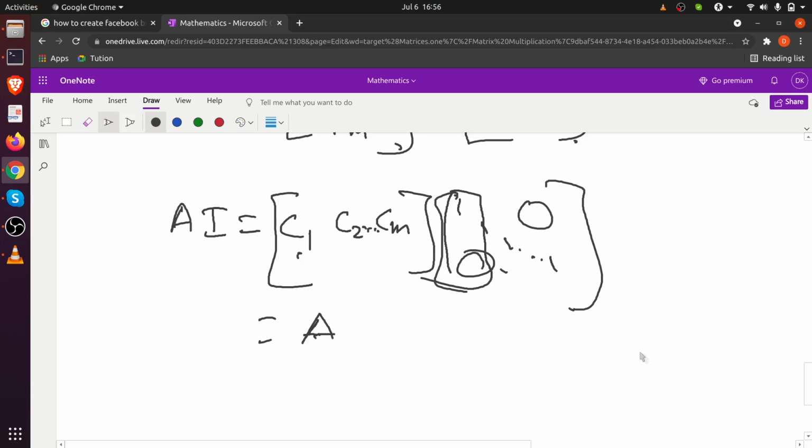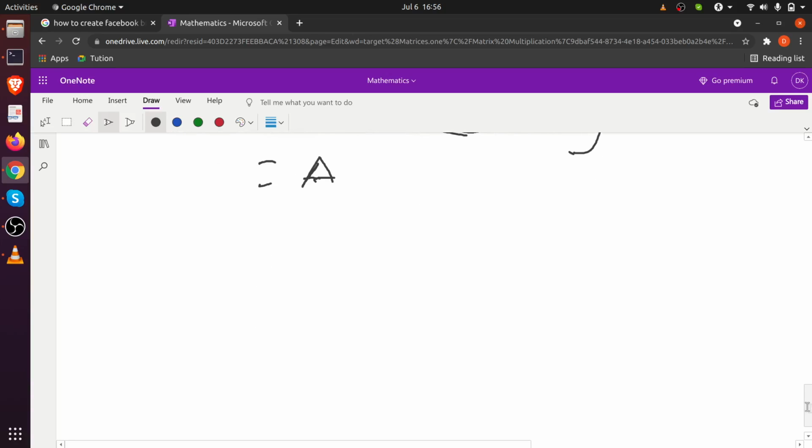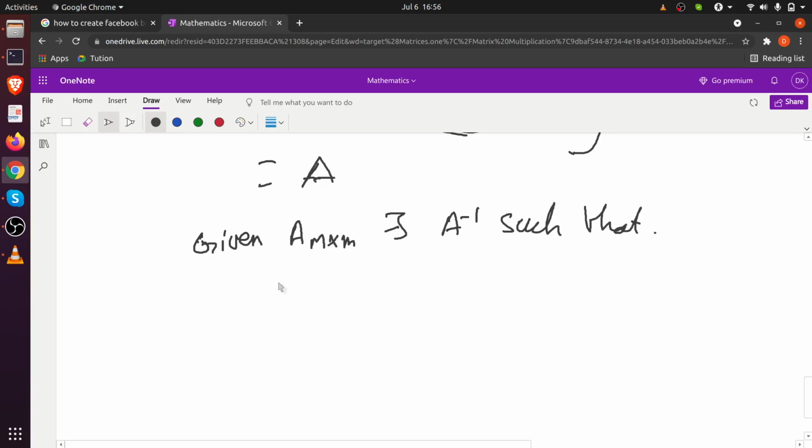Now we are asking the question whether there exists an inverse. The question is, given an m by m matrix A, does there exist A inverse, also an m by m matrix, such that A inverse into A is equal to I? For what kind of matrices does the inverse exist, and for what kind of matrices does it not exist?